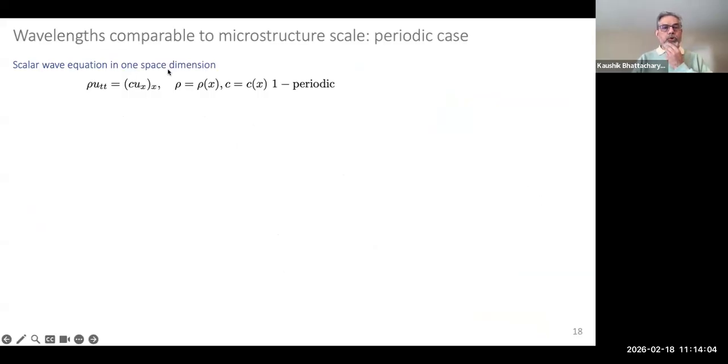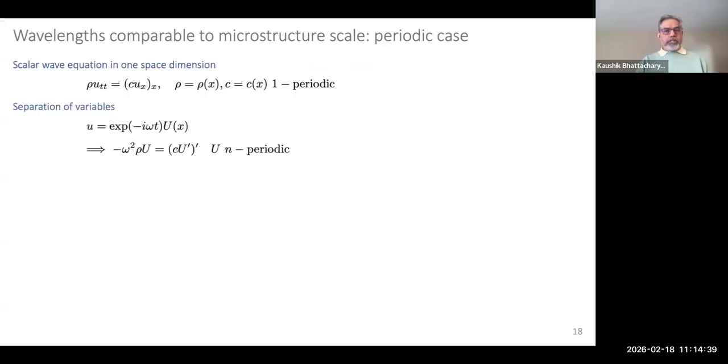And now I'm going to do a one-dimensional equation. So this is the equation. And right, this is the density, this is the elastic modulus or whatever modulus you have. So this can also be waves, so acoustic waves in air. So you basically have this. But for now, I'm going to assume that this modulus is not uniform. And it's very important that I'm studying the periodic case and not the random case.